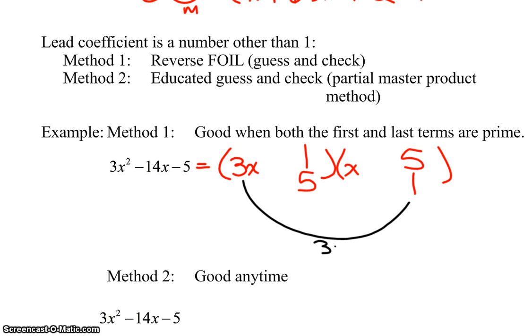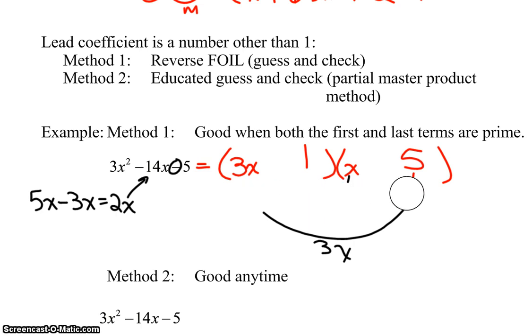3x times 1 is 3x. 5 times x is 5x, and because this is a negative here, I know I'm looking for the difference between the two numbers, so 5x minus 3x is 2x. Compare that to the 14x, not even close. If I come up with something that's opposite, I can figure out where my signs belong, but 2x and 14x aren't even close. So I'm going to get rid of the 5 and the 1 in those positions, and I'm going to try it again, only this time with the 5 in the second position and the 1 in the first position.